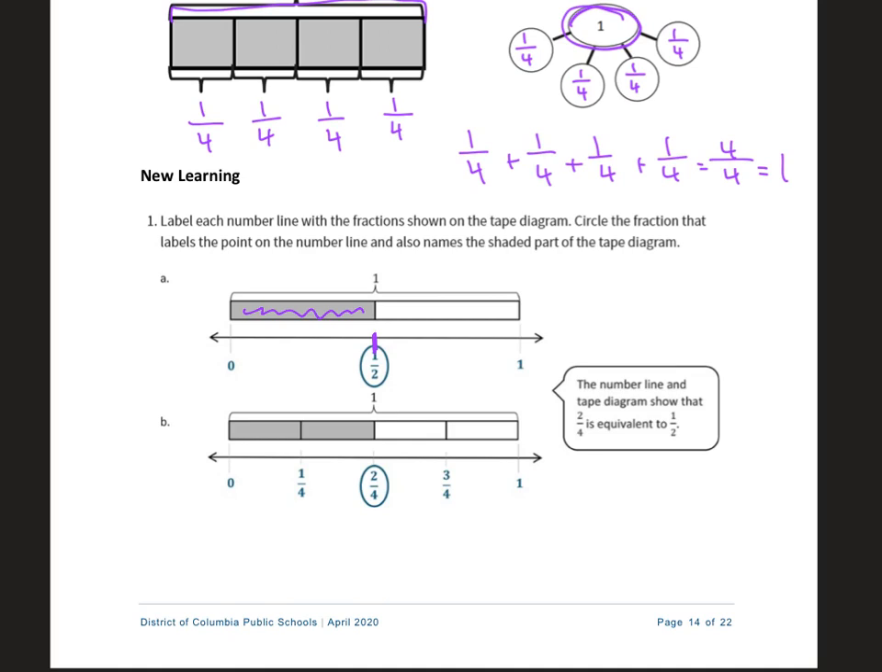Okay. Then they did the same thing below. They broke this up into fourths. Okay, and then they showed that 2/4 is the same as 1/2. All right.